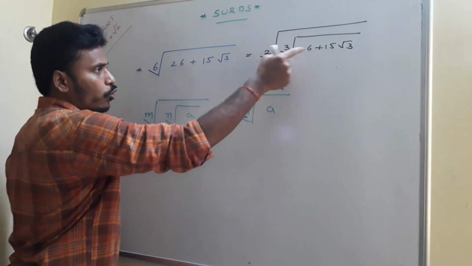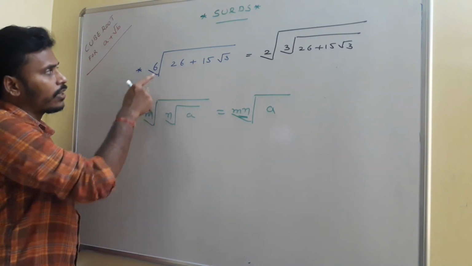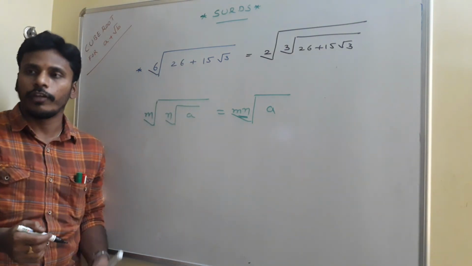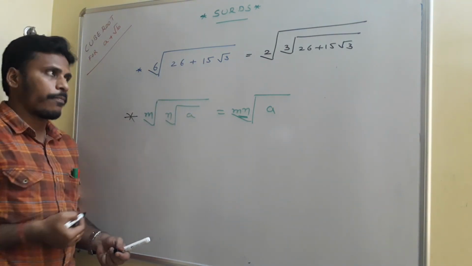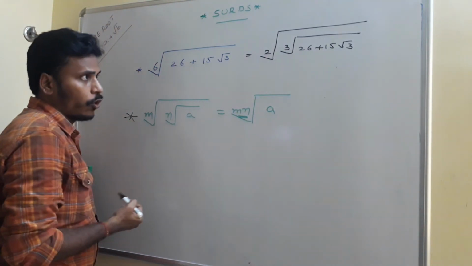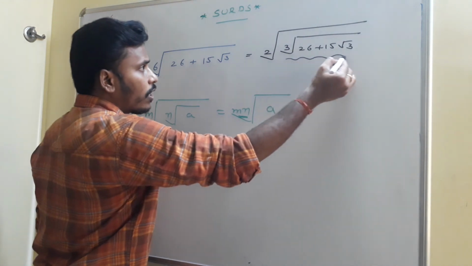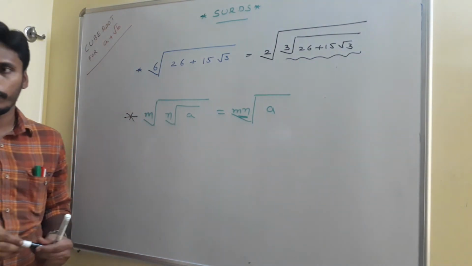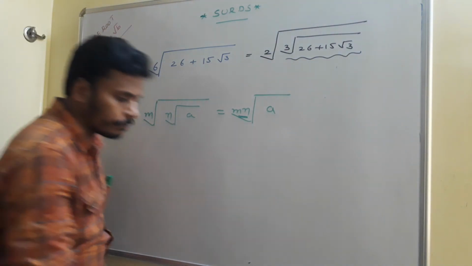Second root of cube root of this 26 plus 15 root 3 is nothing but sixth root of 26 plus 15 root 3 with the support of this law. Now, see, this is equal to second root of cube root of 26 plus 15 root 3. What to say about this cube root of 26 plus 15 root 3? We just found it, right?